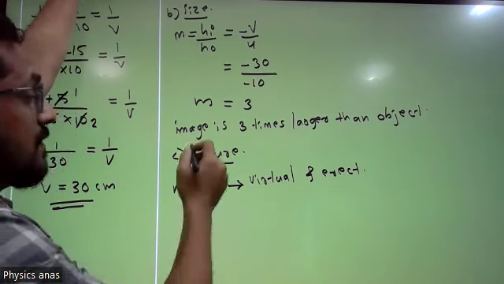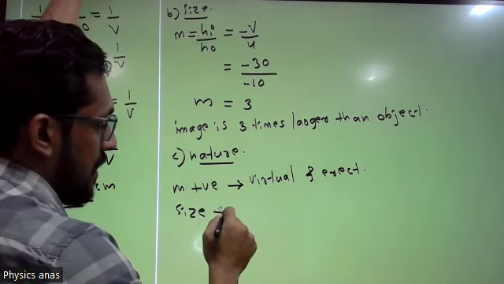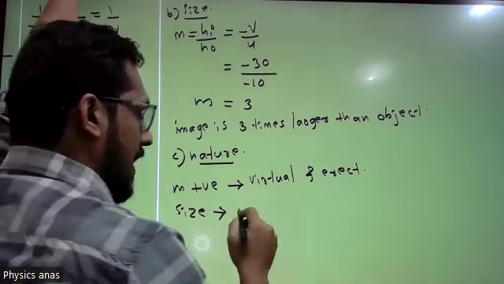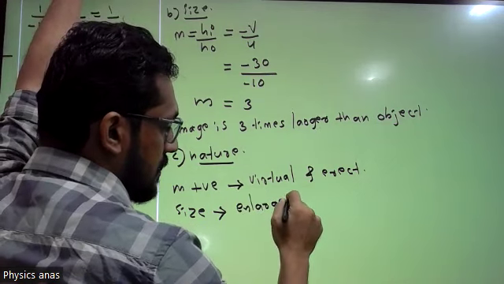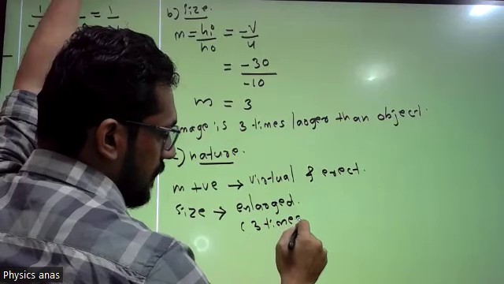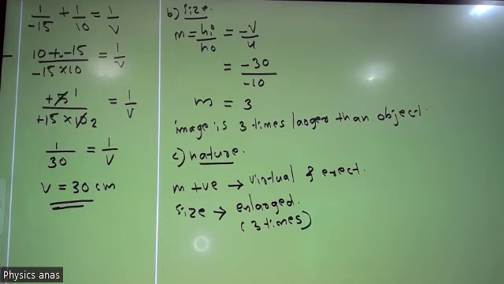And size of the image. What will be the size of the image? Size will be enlarged. That is 3 times larger than the object.